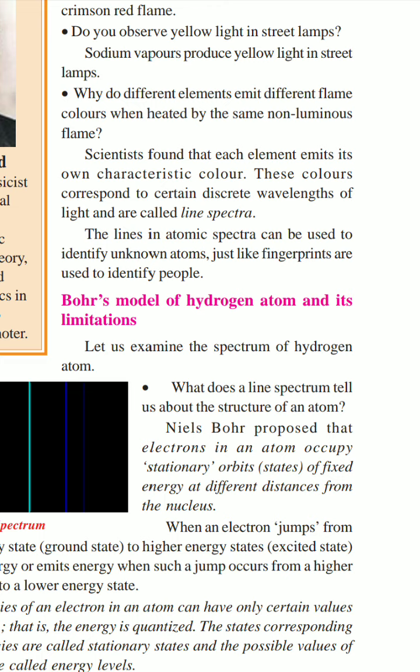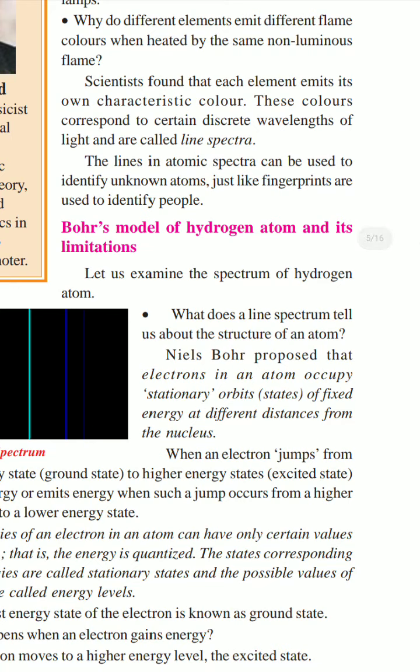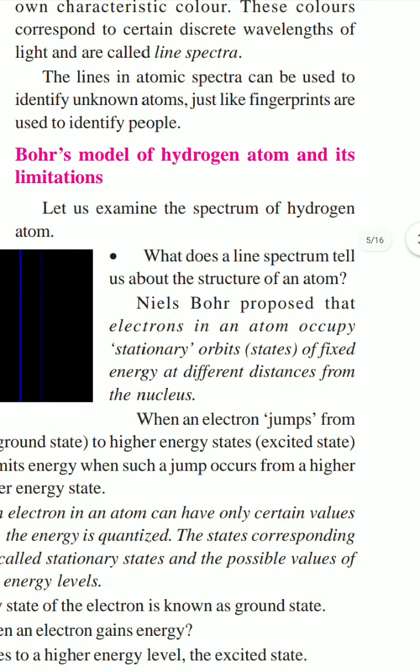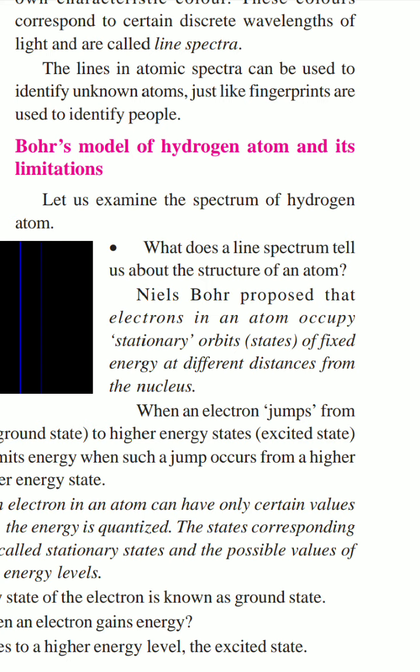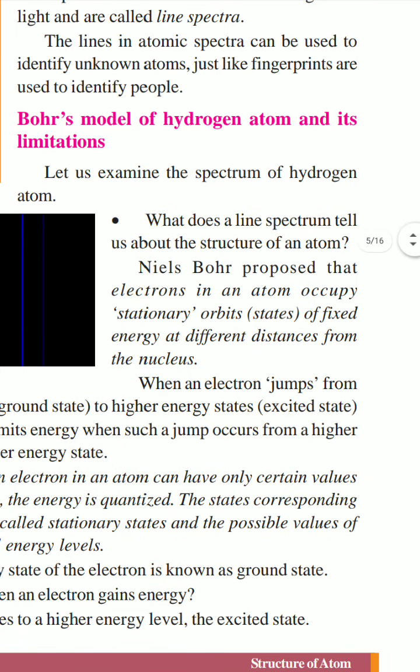Niels Bohr proposed that the electrons in an atom occupy stationary orbits or fixed energy levels at different distances from the nucleus. According to Niels Bohr's atomic structure, the electrons present in an atom will always occupy stationary orbits or fixed energy levels at different distances from the nucleus.